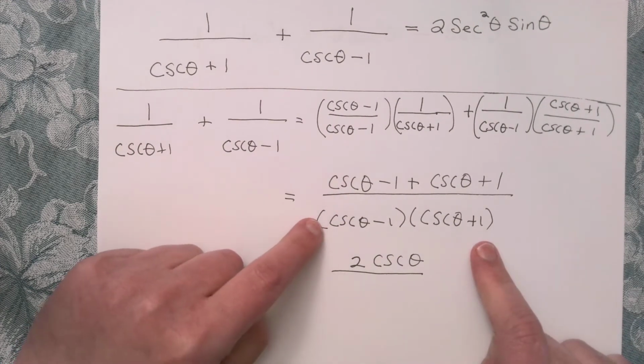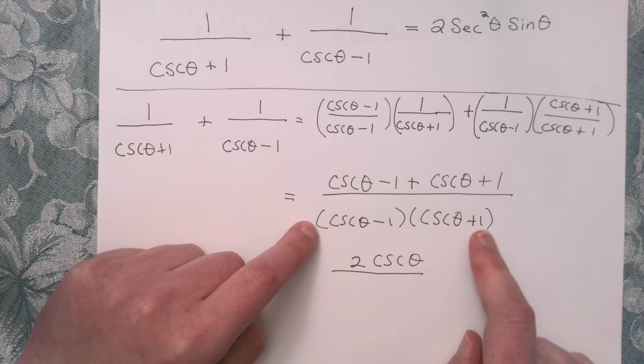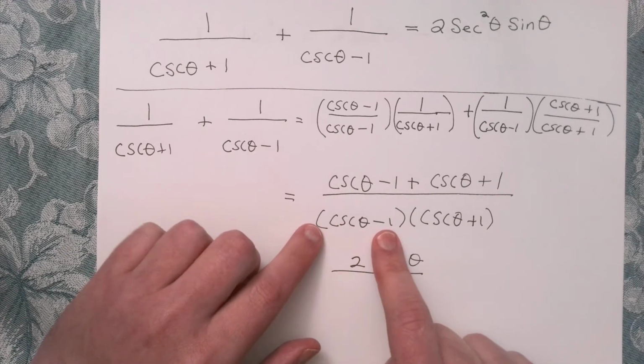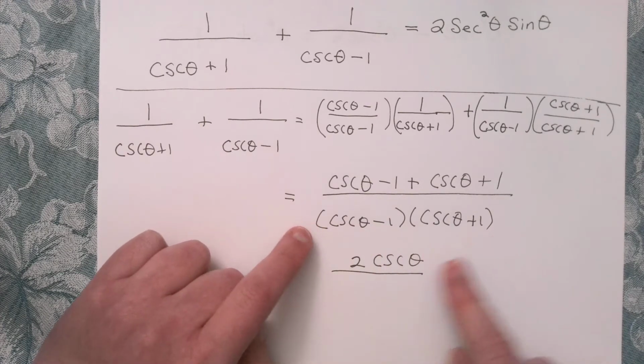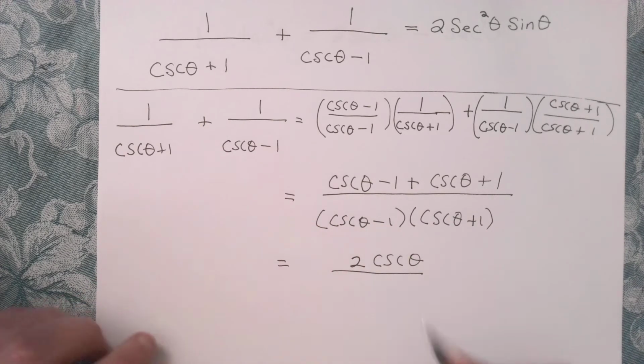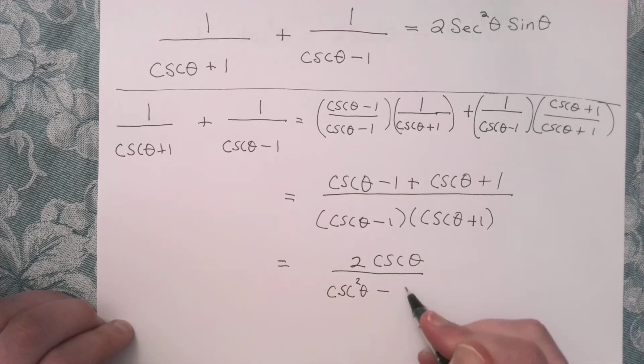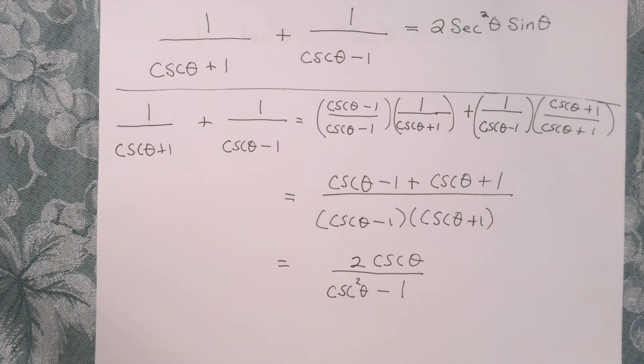And then I noticed downstairs I've got, again, the product of conjugates. So that's just like having x minus y times x plus y. We know that'll be x squared minus y squared. But in context, that's cosecant squared of theta minus 1. Okay, but this reminds us of a Pythagorean identity from earlier, right? So let's look at this.